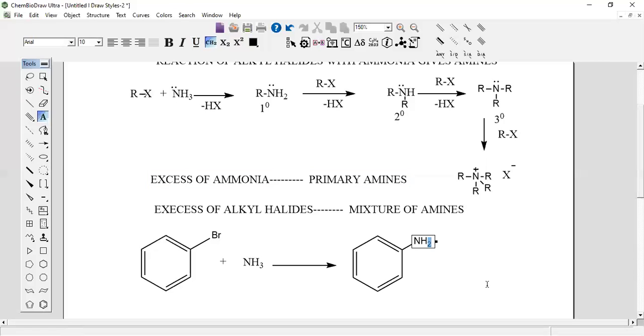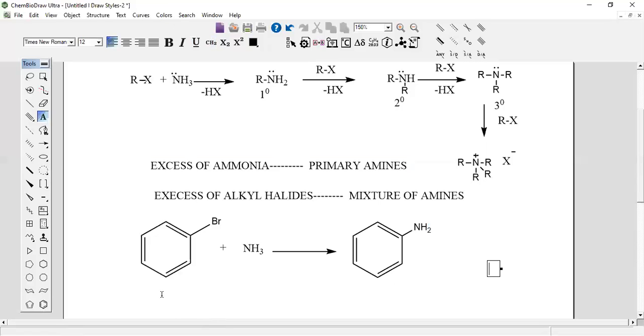Okay, see what happened? Suppose if we use aromatic halides, what we will get? We will get only primary amines, not secondary. Followed this point? All of you followed?